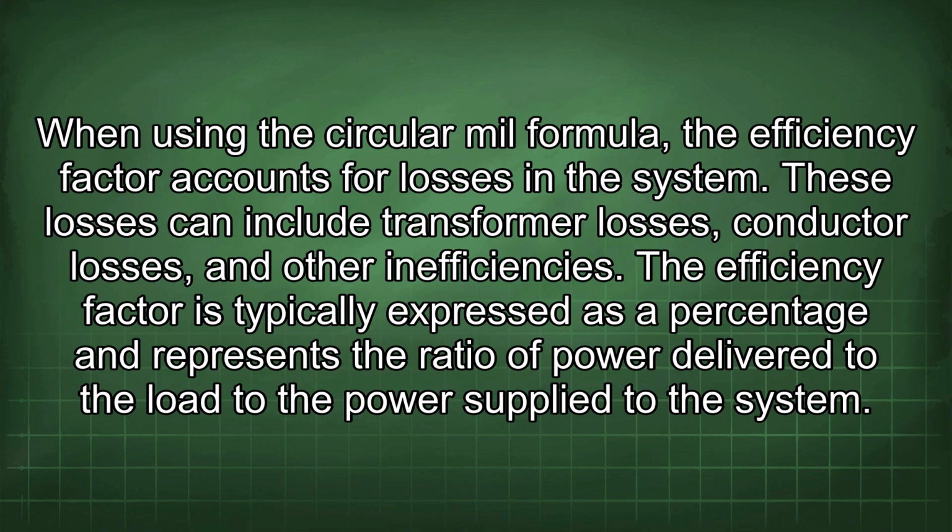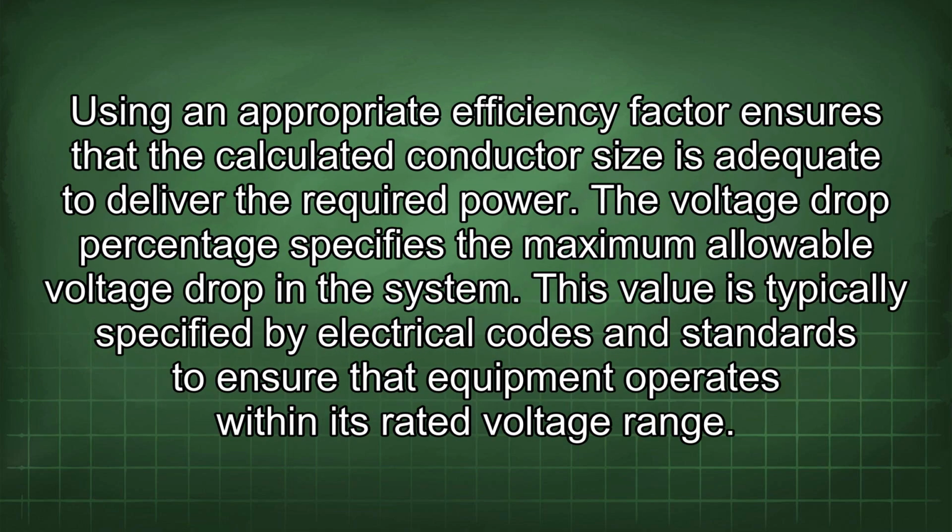When using the circular mill formula, the efficiency factor accounts for losses in the system. These losses can include transformer losses, conductor losses, and other inefficiencies. The efficiency factor is typically expressed as a percentage and represents the ratio of power delivered to the load to the power supplied to the system. Using an appropriate efficiency factor ensures that the calculated conductor size is adequate to deliver the required power.